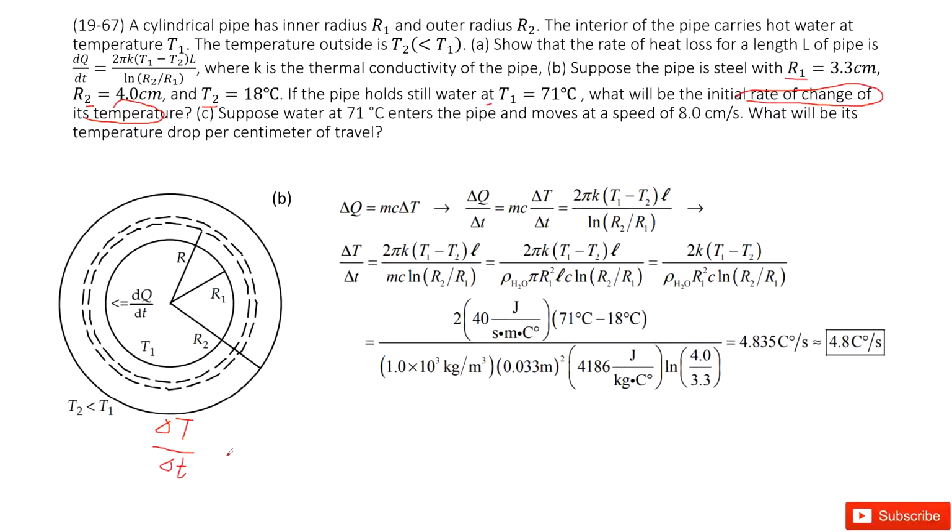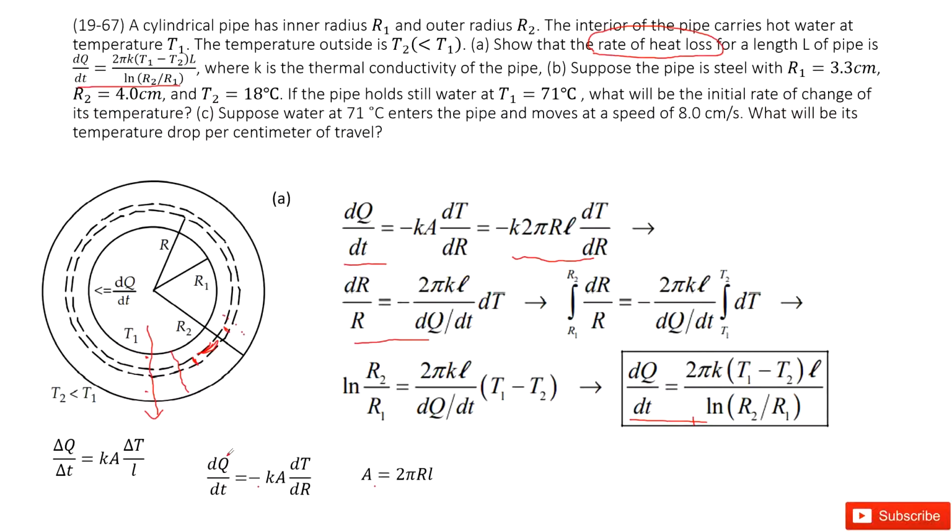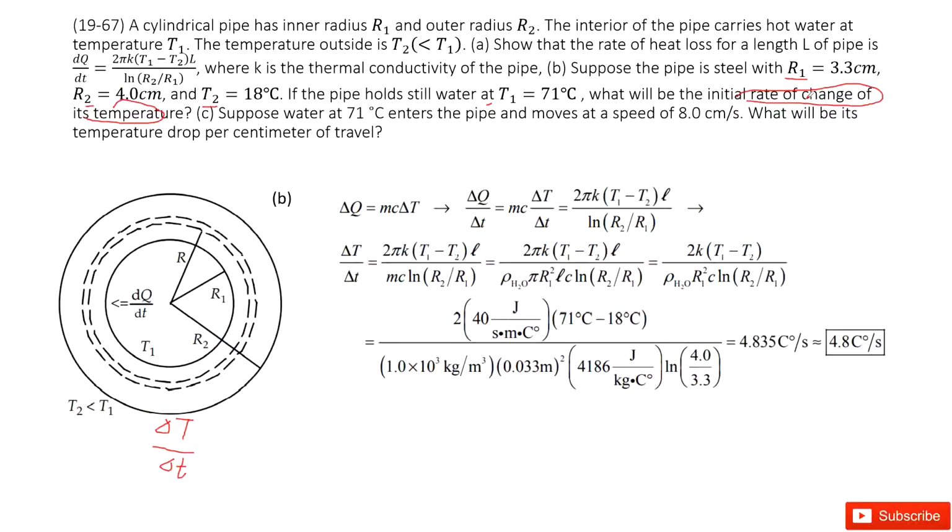So how can you connect it? Remember, we just did the conduction function. We found delta Q over delta t, which is the rate of energy loss. Can you connect it with the rate of change of temperature? Yes, because we know delta Q equals c m delta T. So on both sides, we can divide by delta t. If we divide by delta t, this part becomes the rate of heat loss, and this side is what we are interested in. This is our target.